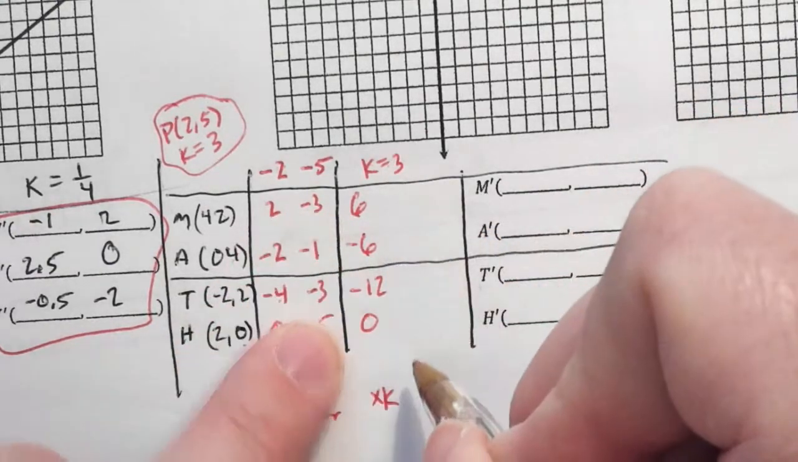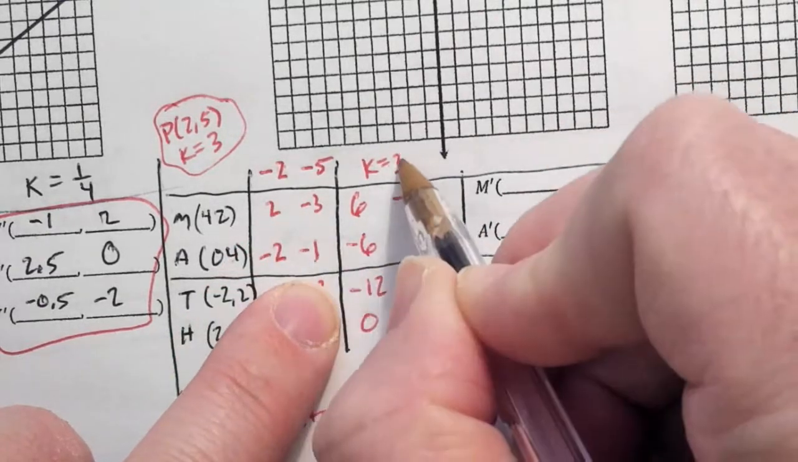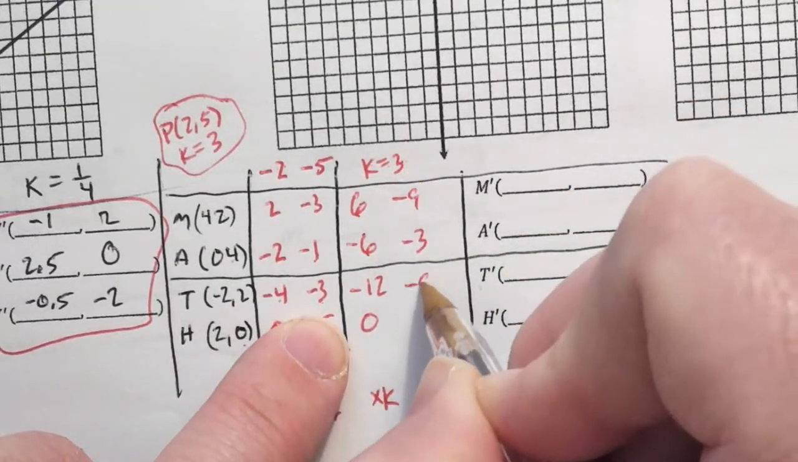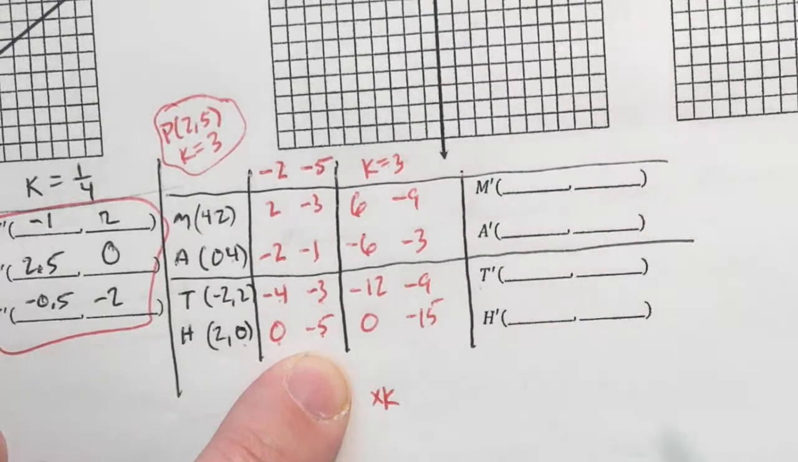Okay, now do the same thing for all your y's. Negative 3 times 3 is negative 9. Negative 1 times 3 is negative 3. Negative 3 times 3 is negative 9. Negative 5 times 3 is negative 15.